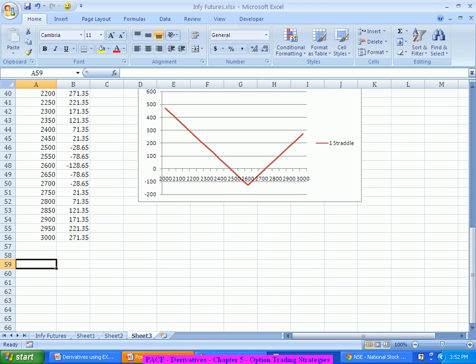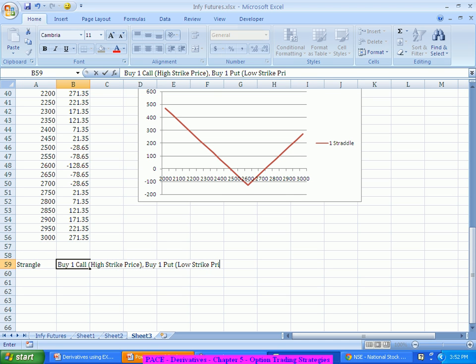There is one common strategy called strangle, where I say buy one call, high strike price, buy one put, low strike price, not the same strike price here, low strike price. This is what a strangle strategy is.